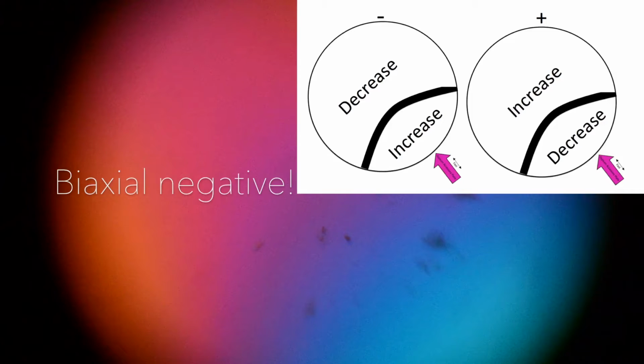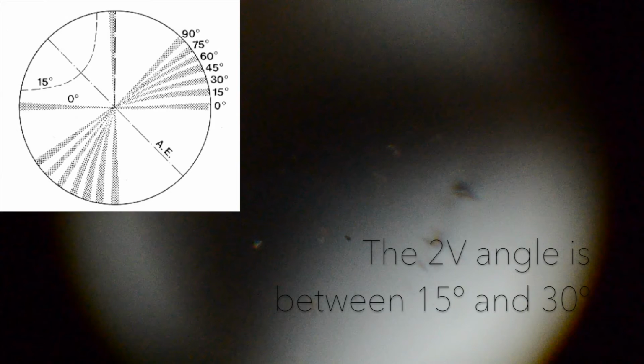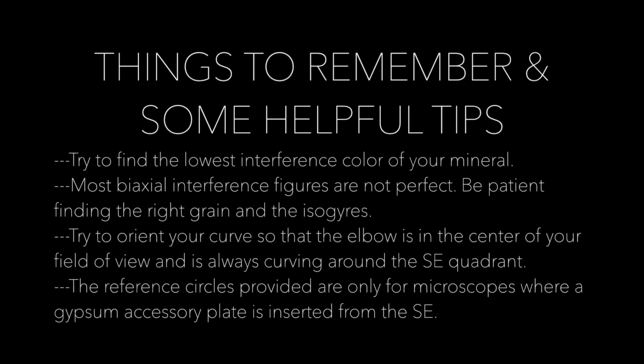The area under the curve of the isogyre exhibits an increase in interference colors, and the area outside of the curve exhibits less of an increase. Now, let's determine the 2V angle. What do you think? Our isogyres are much more curved than the previous example, so the 2V angle is between 15 degrees and 30 degrees. Here are some things to remember and some helpful tips.